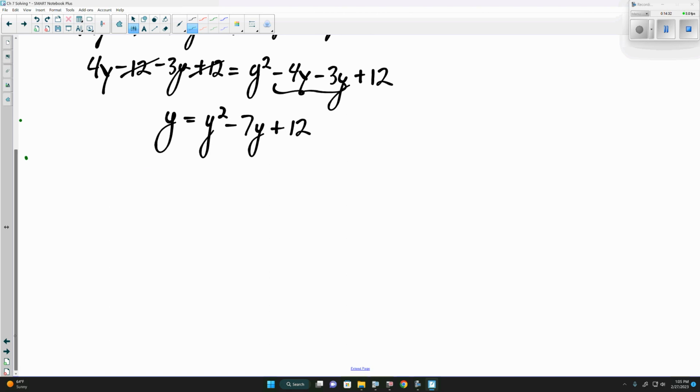Now, since we have a y squared, we have a variable squared, we're going to need to get this equal to 0. So we'll need to subtract y from both sides, showing us 0 is equal to y squared minus 7y plus 12. Not 7y, 8. Because negative 7y minus y would be negative 8y.